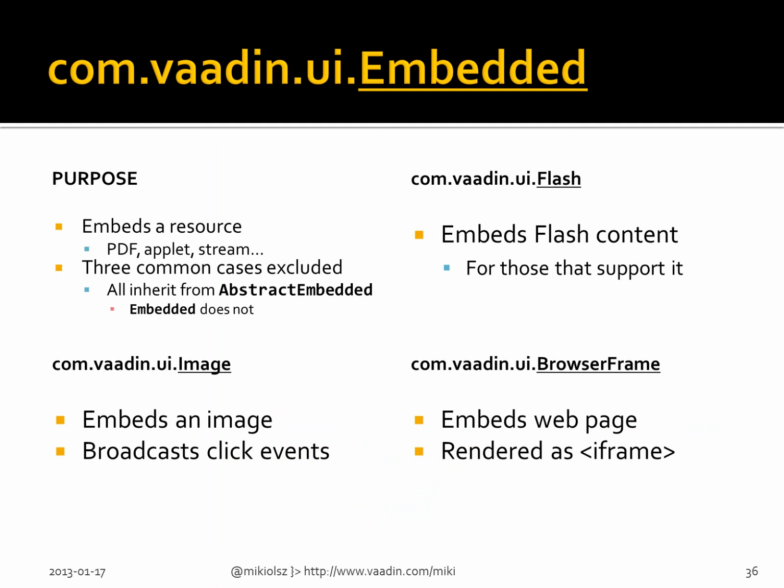Another component we have in the core Vaadin framework is named embedded, and its role is, as the name implies, to embed external resources, so a PDF file, an applet, a stream, or whatever you can embed into a web page. It is important to notice that the three most common cases are excluded. They are called image, flash, and browser frame.